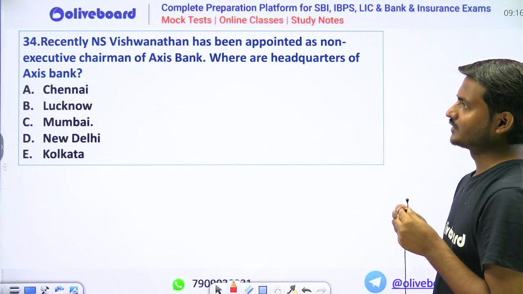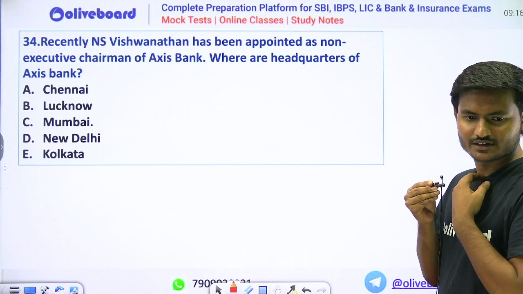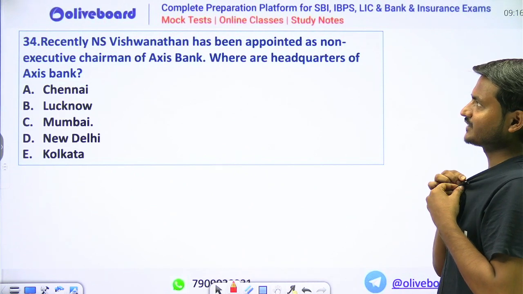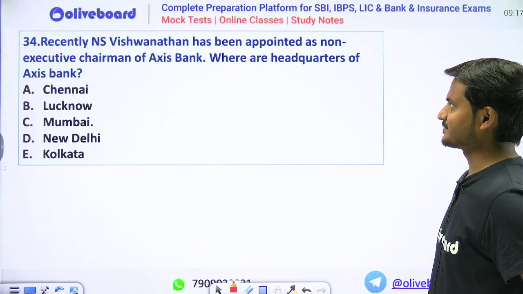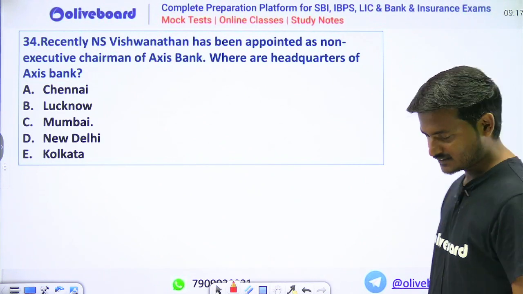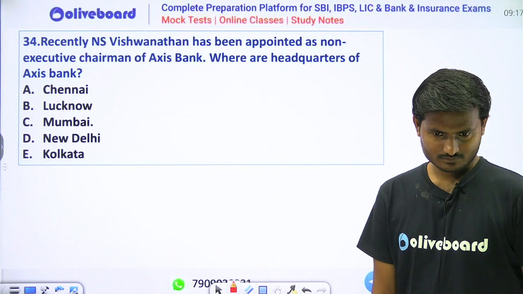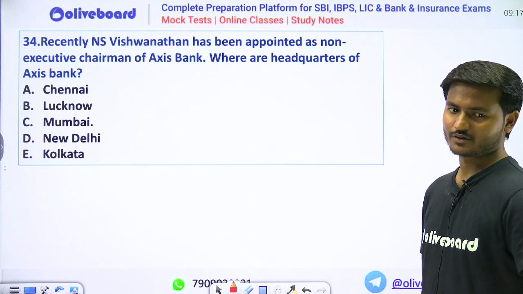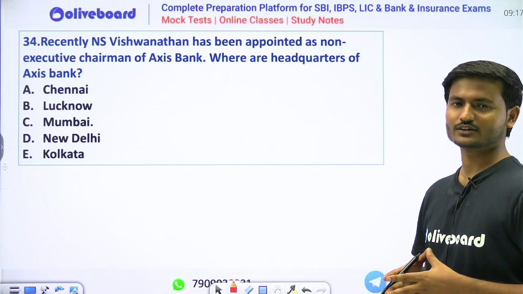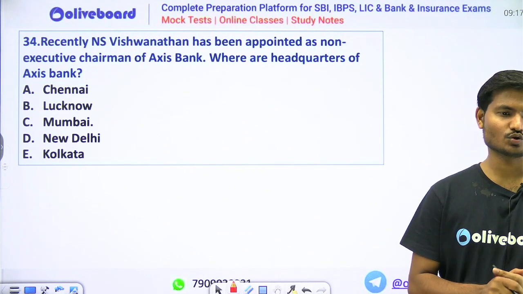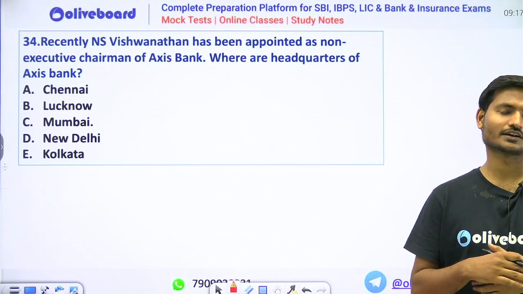Now the question is, recently N. Vishwanathan has been appointed as the non-executive chairman of Axis Bank. Where is the headquarter of Axis Bank? The options are Chennai, Lucknow, Mumbai, New Delhi and Kolkata.